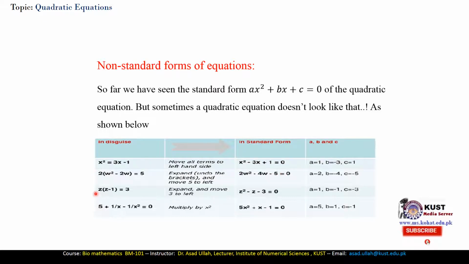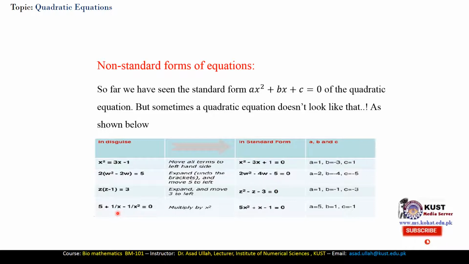In this example, z times (z minus 1) is equal to 3. To transform this equation to the standard quadratic equation, first we multiply z with (z minus 1). We get z square minus z is equal to 3. Now, adding minus 3 on both sides, we get z square minus z minus 3 is equal to 0, which is a standard form of the quadratic equation.